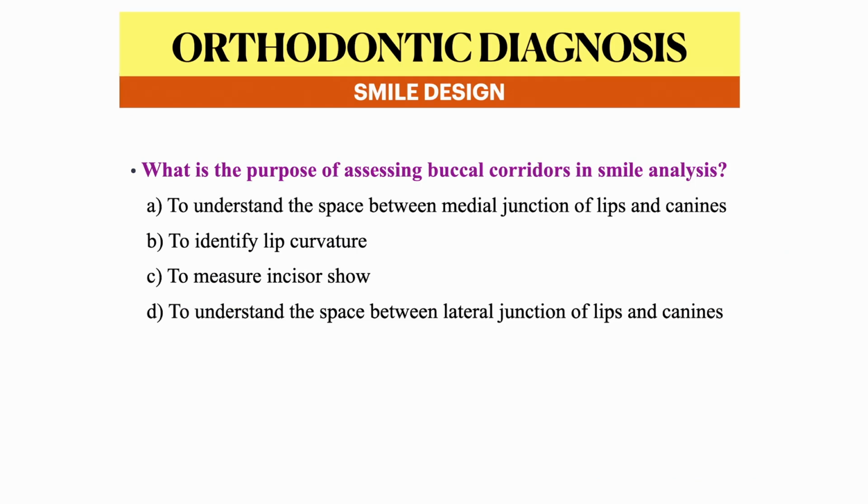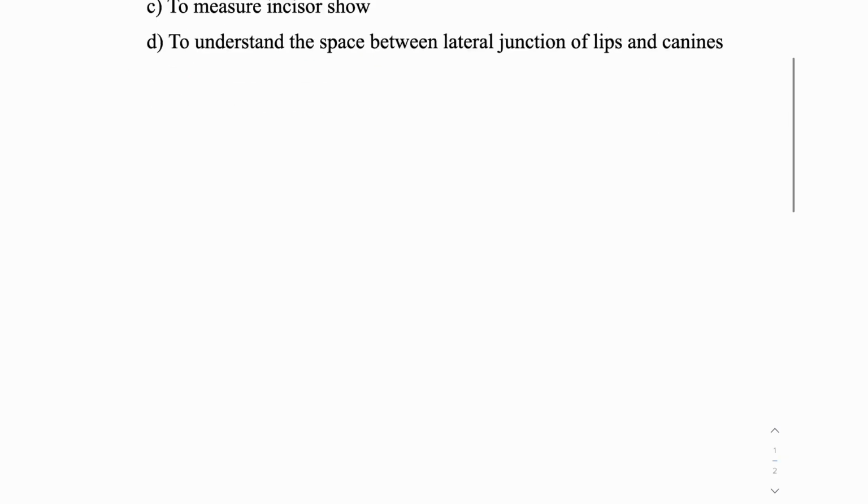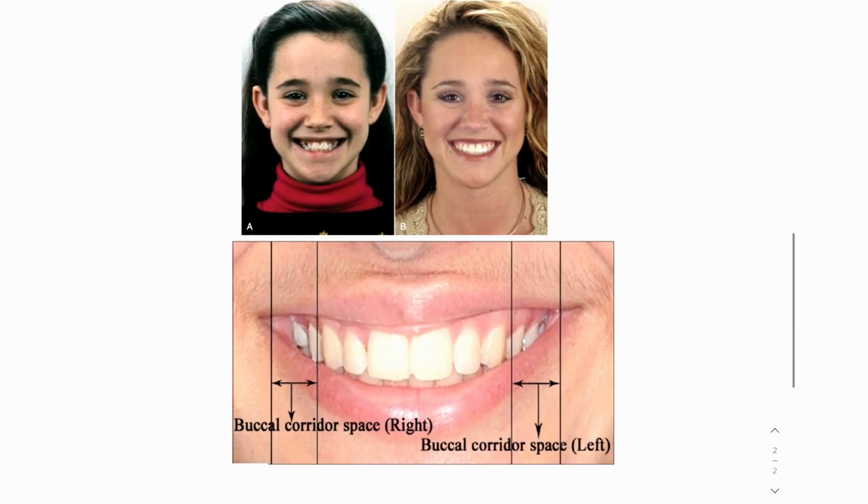Now in this short video, I'm going to discuss one of the very important areas in orthodontics, which is related to smile design. We'll have some short videos. So now coming to this question, what is the purpose of assessing buccal corridors in smile analysis? It's a very important area, the buccal corridors. Before going on to this question, I'll help you understand what basically a buccal corridor is all about.